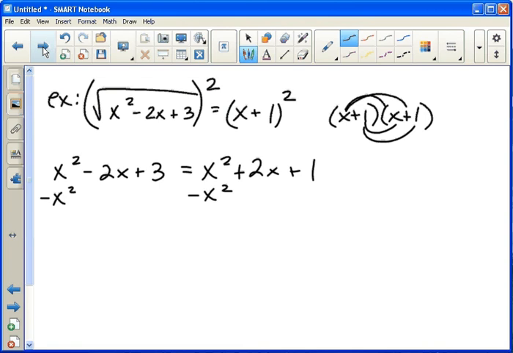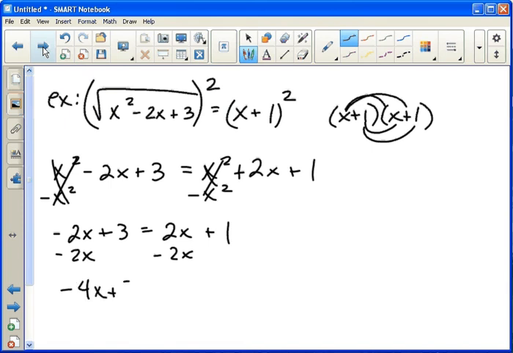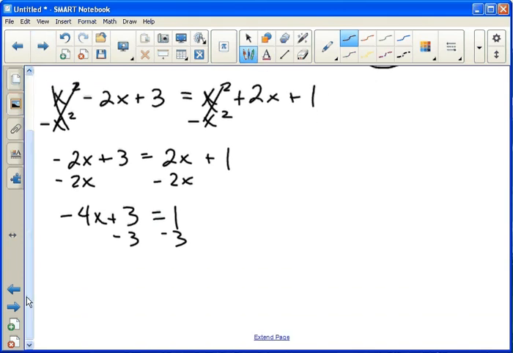Now I get negative 2x plus 3 equals 2x plus 1. So I'm going to subtract 2x from both sides. That gives me negative 4x plus 3 equals 1. So then subtract 3 from both sides. And I get negative 4x equals negative 2. Divide both sides by negative 4. So I get x equals 1/2.